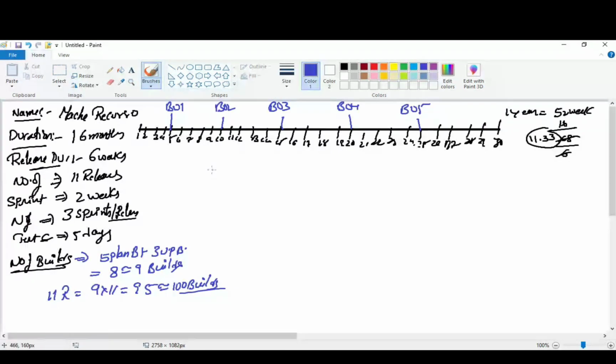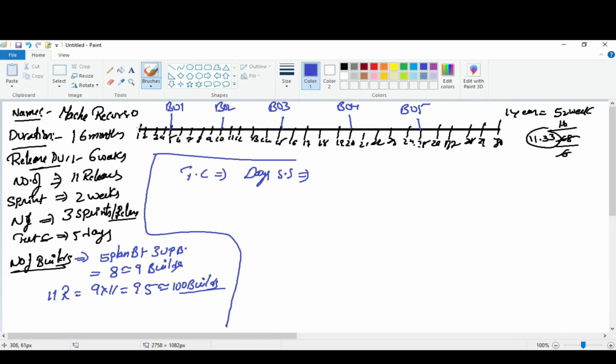Next, what do we need to calculate? Test cases. First, I need to calculate days for system study. How many days have we spent on system study? Day 1, sprint plan meeting 1. Day 6, meeting 2. Day 11, meeting 3. Day 16, meeting 4. Day 21, meeting 5. Day 26, meeting 6. So 6 days.